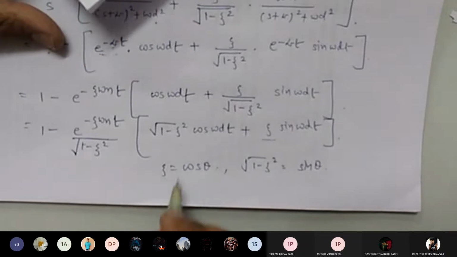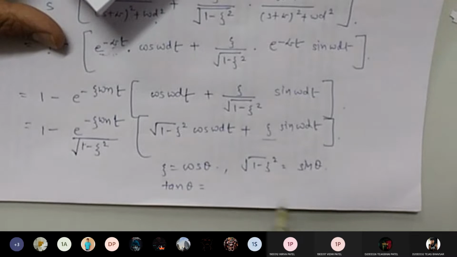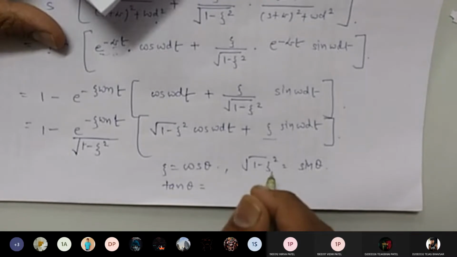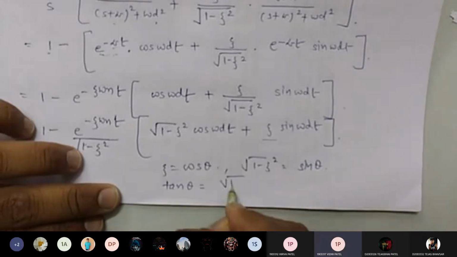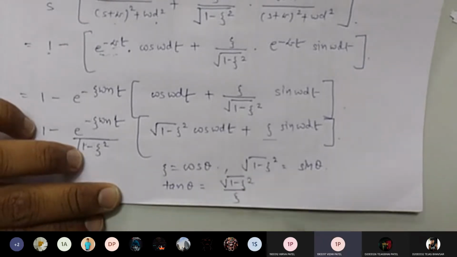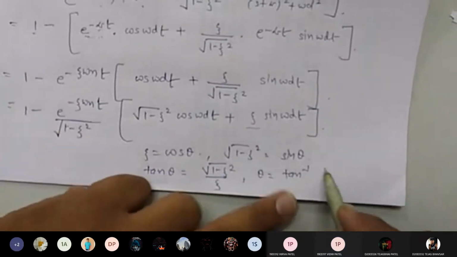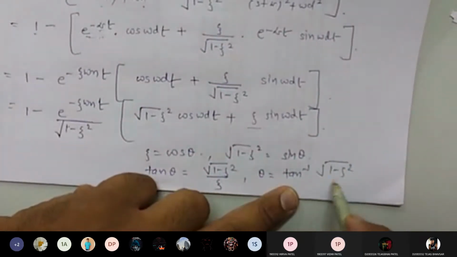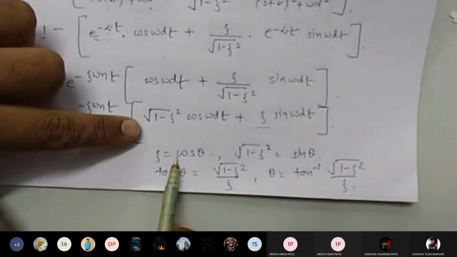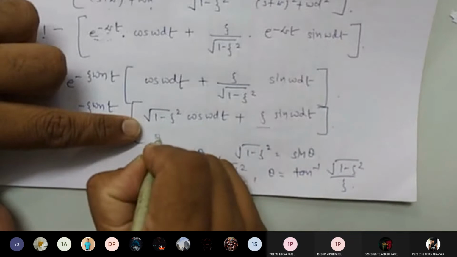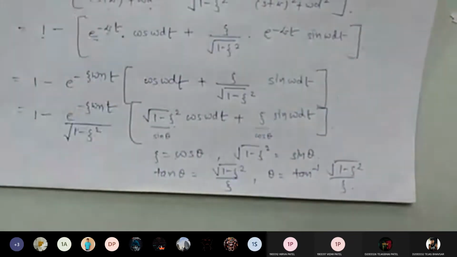So what will be the value of tan theta? Tan theta is equal to under root 1 minus zeta square divided by zeta, or theta is equal to tan inverse of under root 1 minus zeta square upon zeta. So it is nothing but your sin theta, and it is nothing but your cos theta.